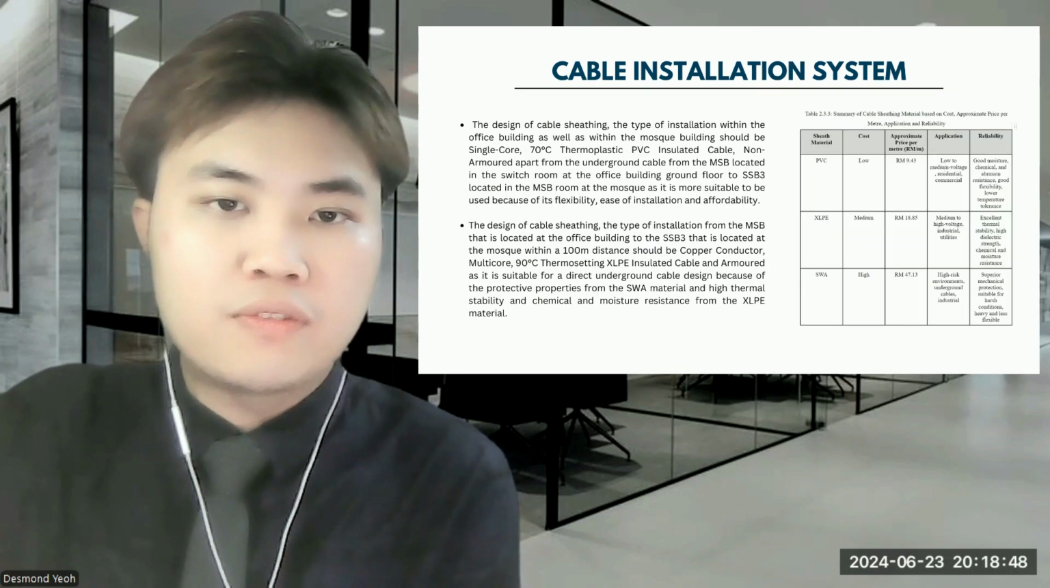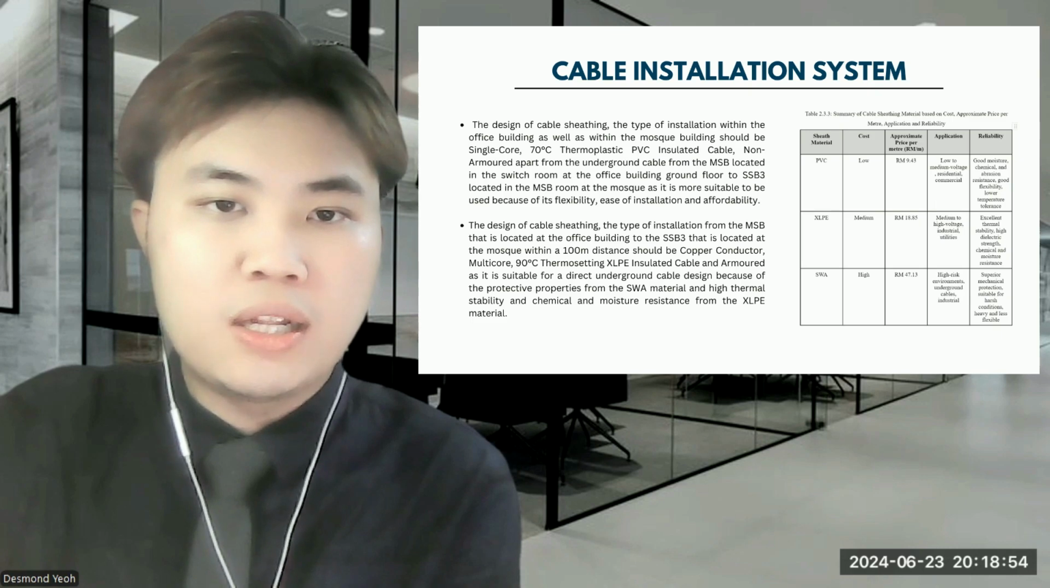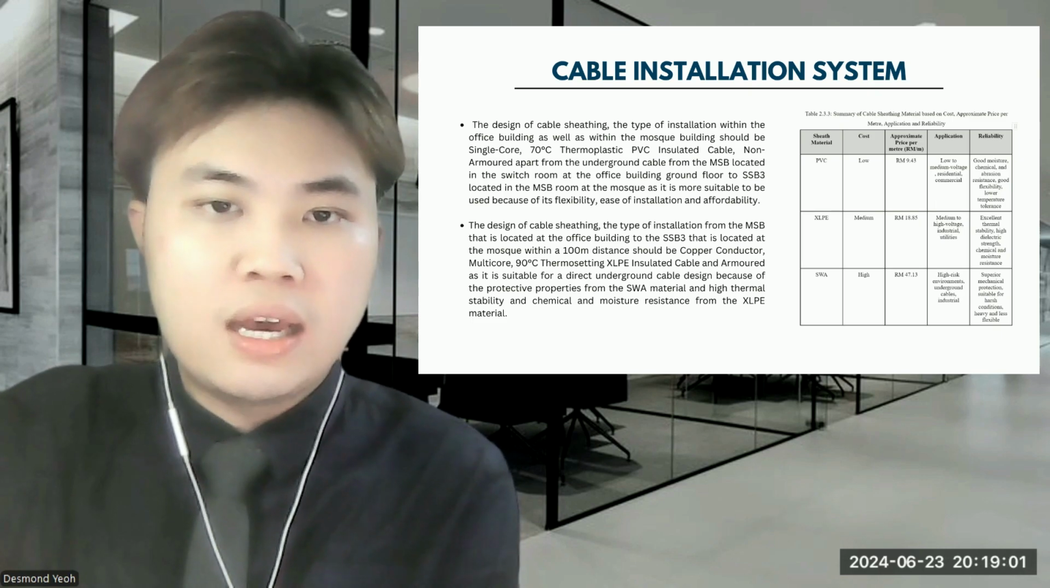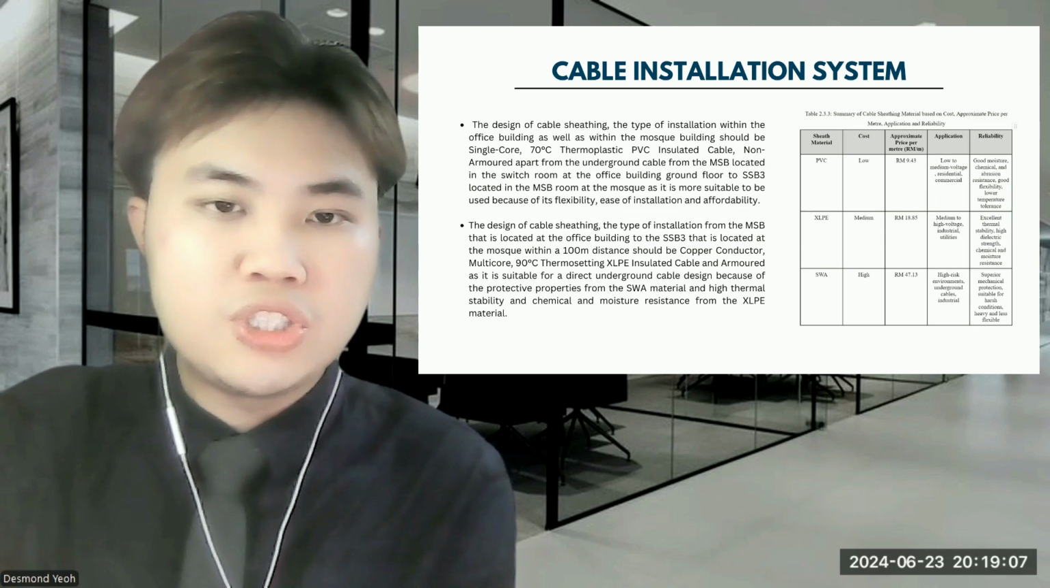When choosing the material of cable sheathing for our cable installation system, the type of installation within the office building as well as within the mosque building is a single-core thermoplastic PVC insulated cable that is not armored, as it is more suitable because of its flexibility, ease of installation, and affordability.